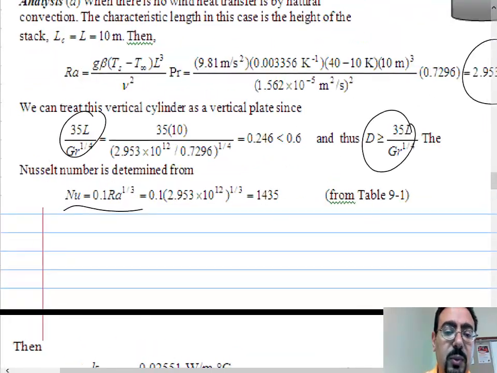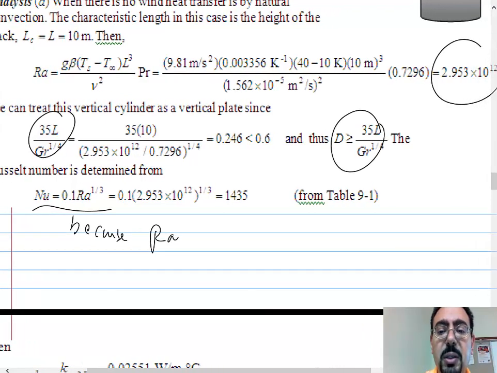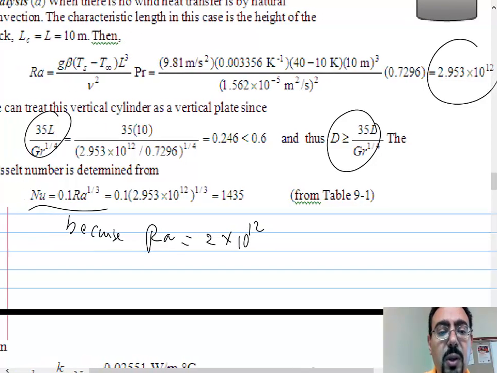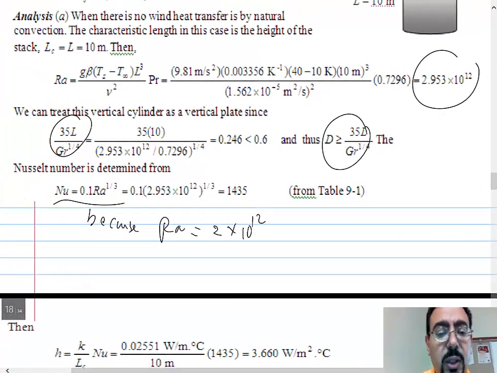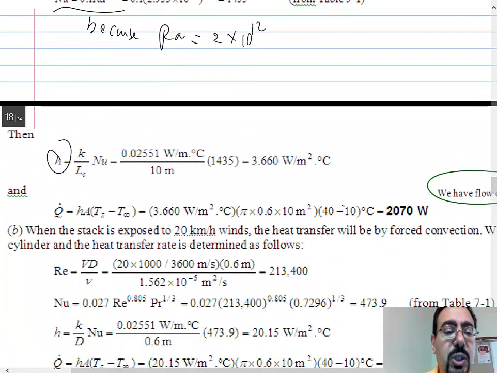So we end up using this because the Rayleigh number was 2 times 10 to the power 12. All right. So he got the Nusselt number, and therefore he got his H. And from the H, he would say Q dot is H A (Ts minus T infinity).